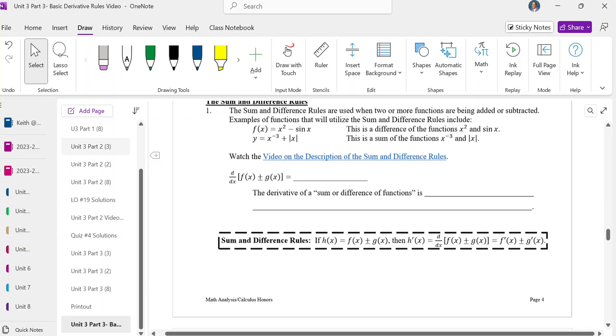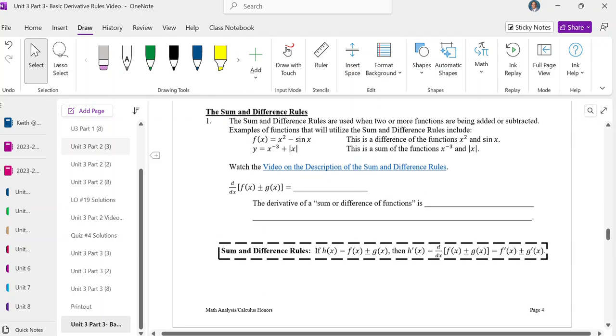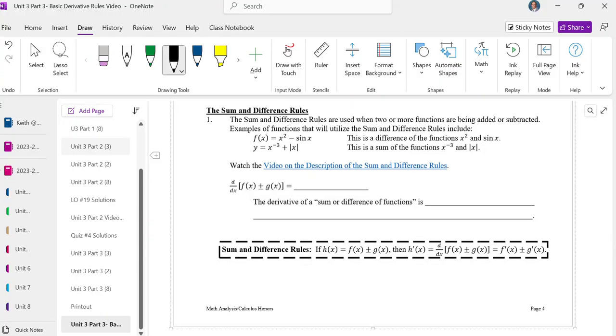All right, sum and difference rule. Basically, if you're adding two functions together, it's the derivative of the first plus the derivative of the second. Or minus, depending upon the problem. What you're going to do is the derivative of the first plus or minus the derivative of the second.